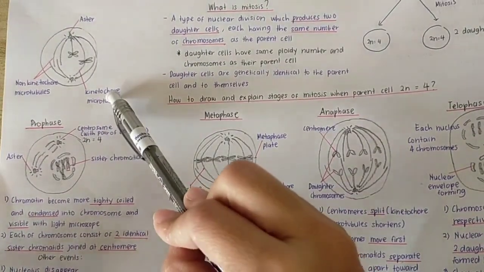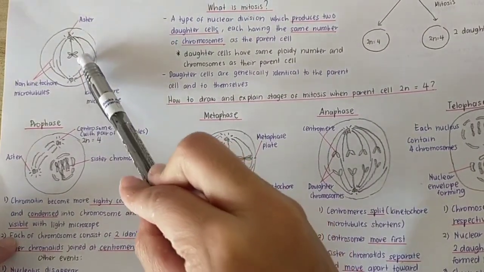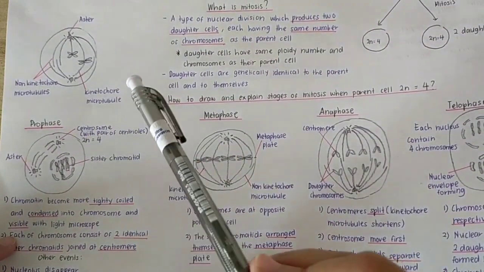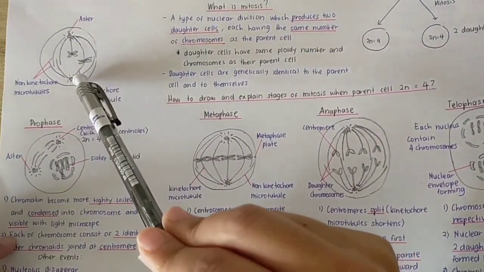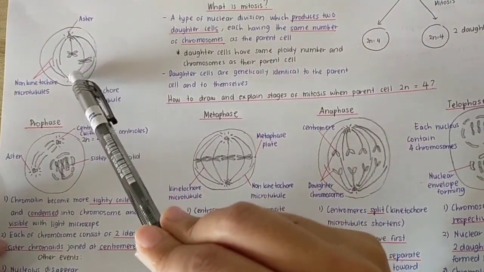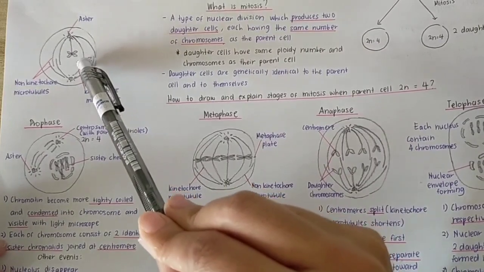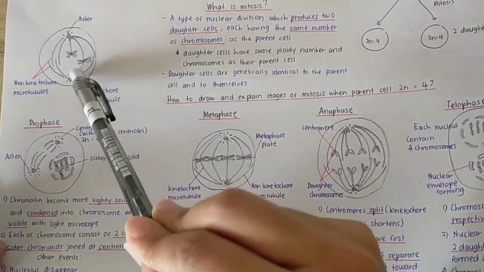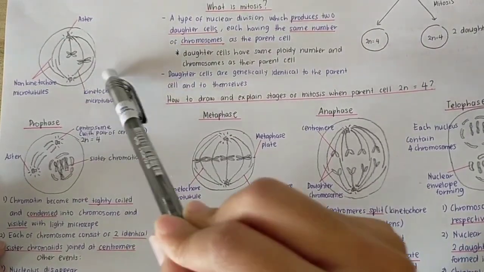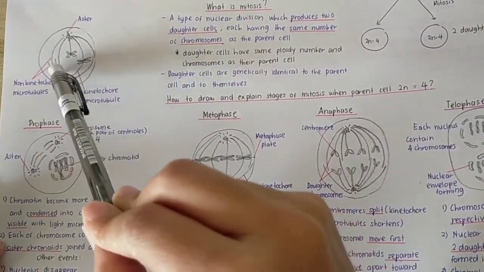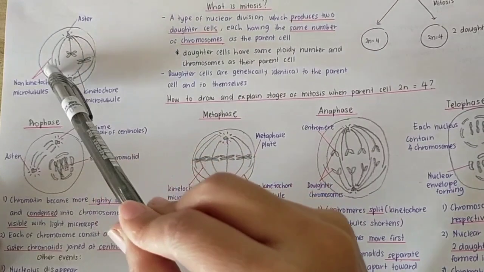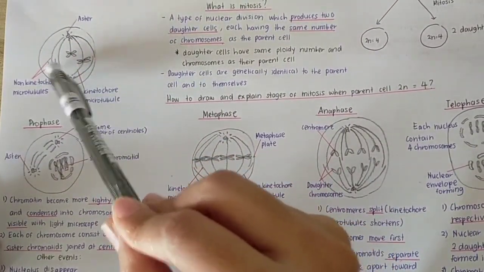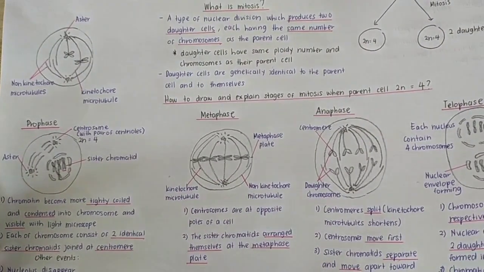So if you look at the diagram here, at the centromere there is actually a protein that we call kinetochore. If the spindle fiber or mitotic spindle attaches to the kinetochore at the centromere, we call this spindle fiber, or mitotic spindle, a kinetochore microtubule. Kalau yang macam ni, this spindle fiber does not attach to the centromere. So this one we call a non-kinetochore microtubule.